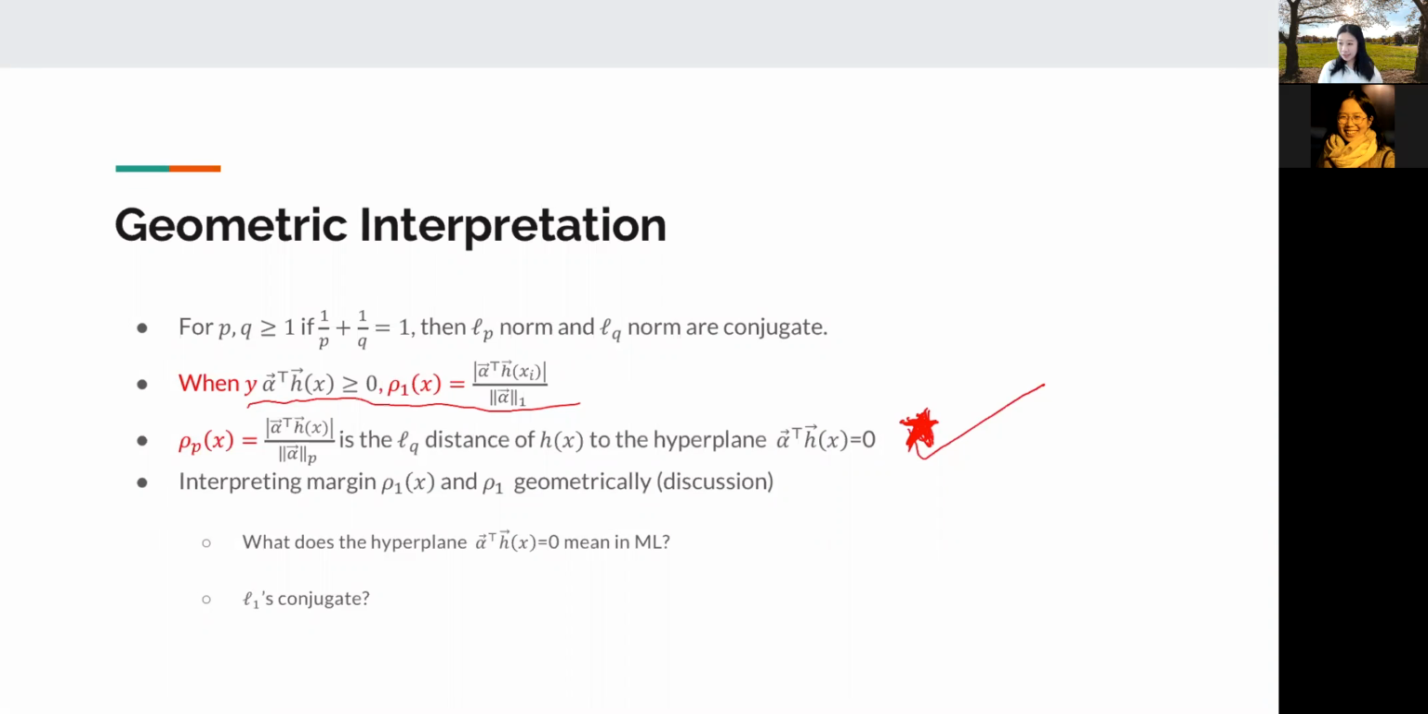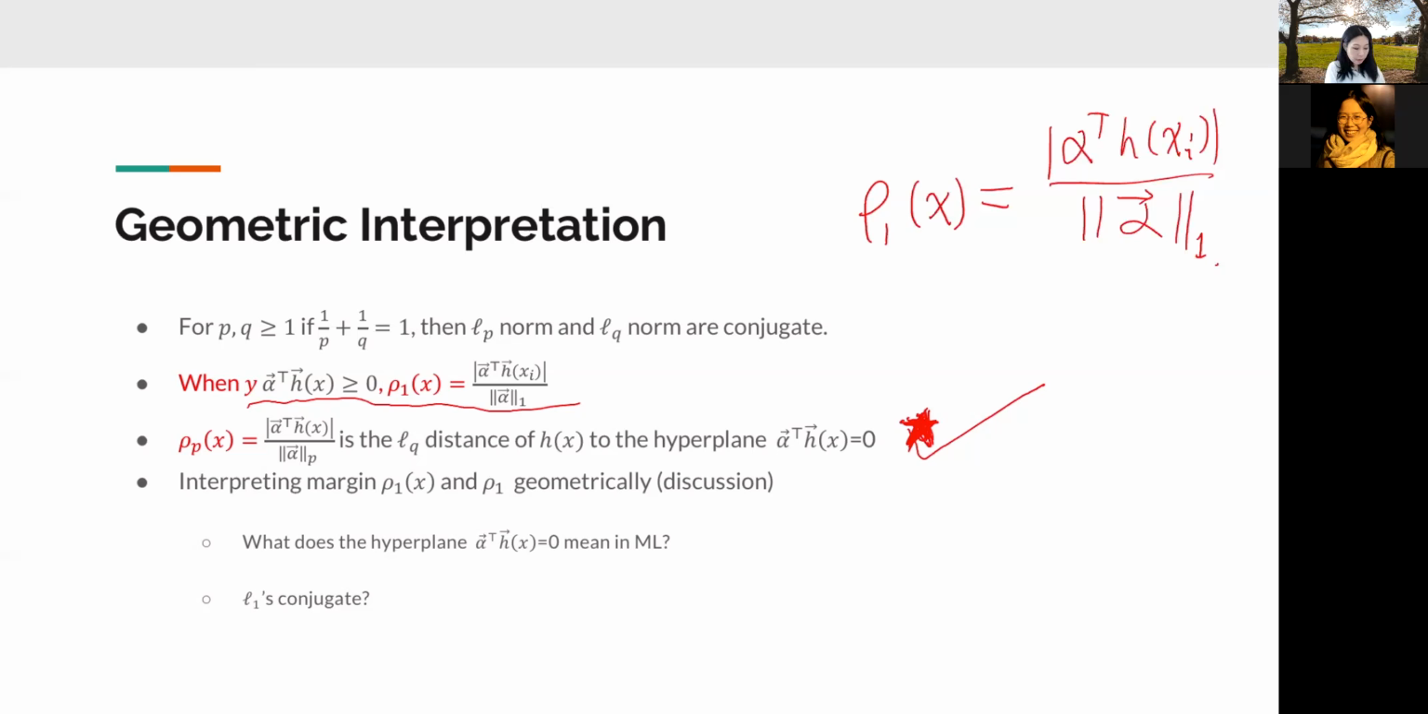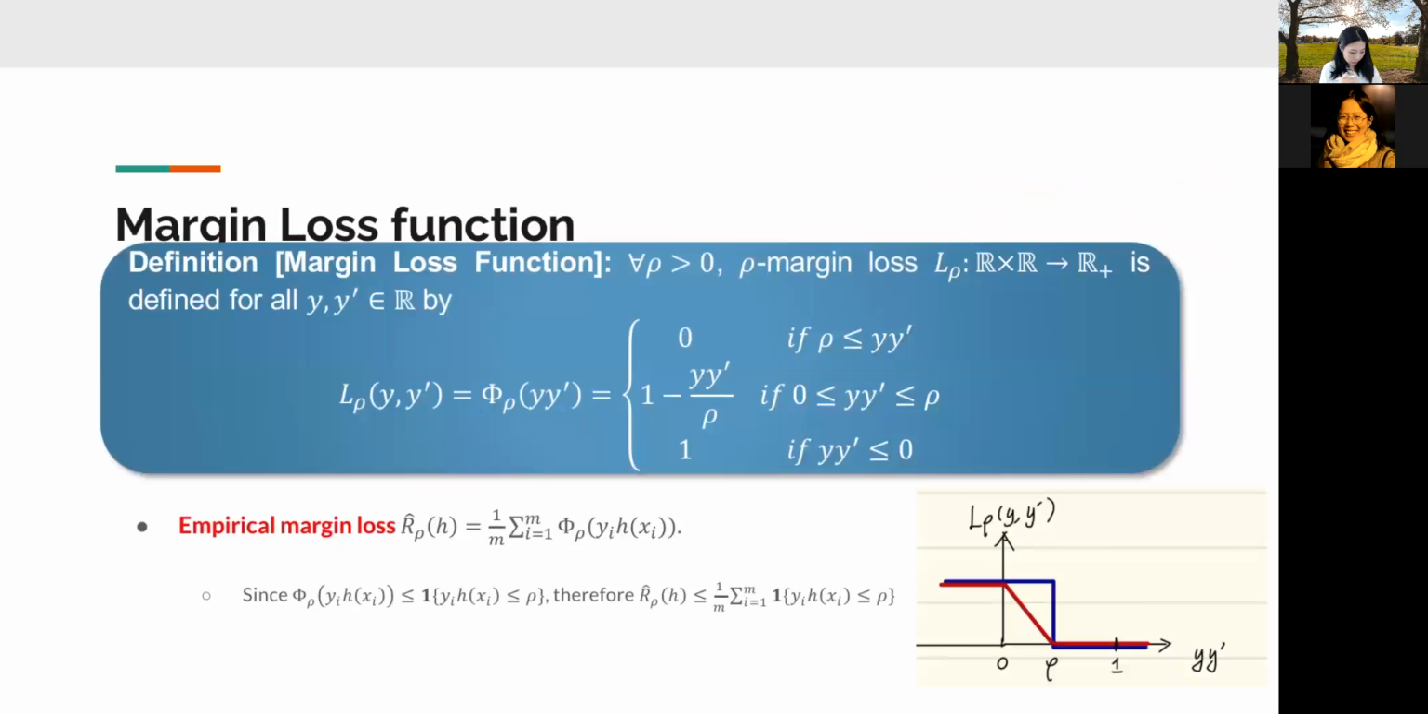So this is rather interesting. The L1 margin is looking at, so now what is rho 1 of x? How would you interpret it? If your strong classifier classifies x correctly, then this rho 1 of x is denoting the L infinity distance from the point to the decision boundary. The second question is obvious: L1's conjugate is just L infinity, and that's why we're talking about L infinity distance here.